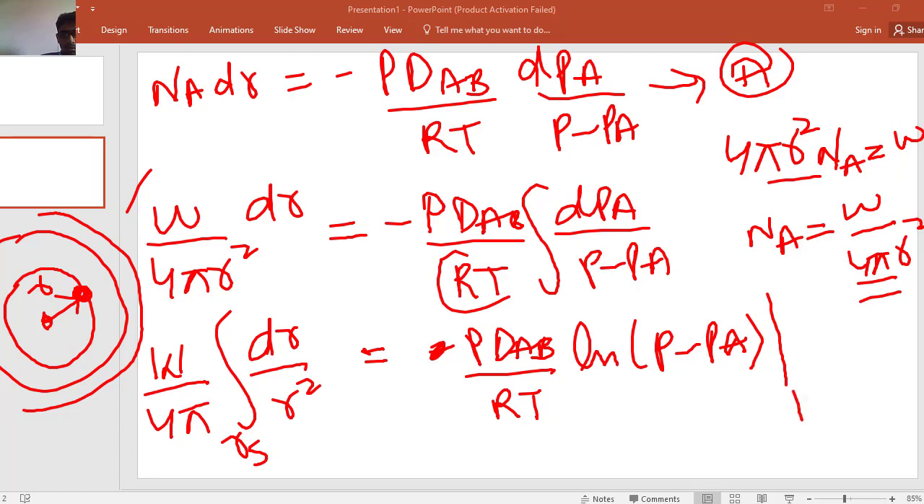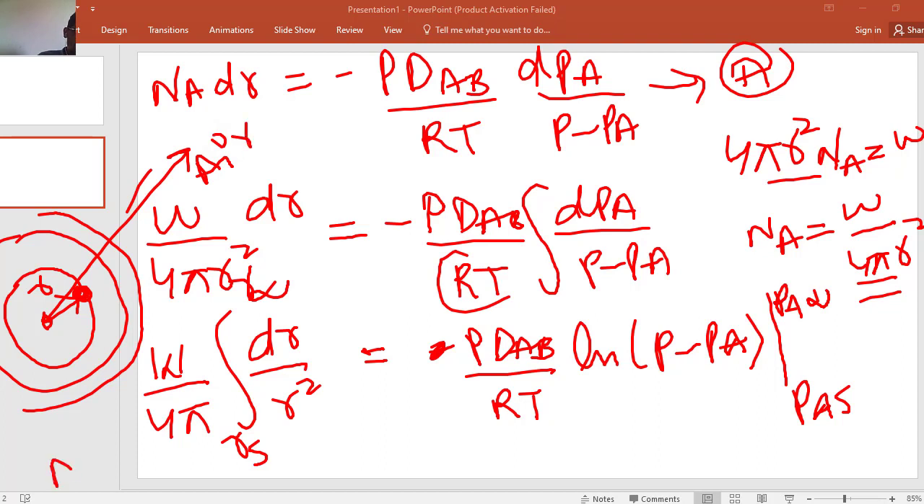It will be equal to PAS. When R tends to infinity, when R is very far away from the water droplet, suppose R is R infinity, then the pressure of A will be equal to PA infinity. In this place there is air.